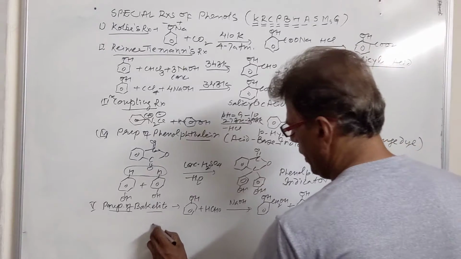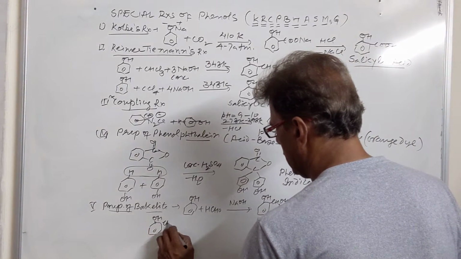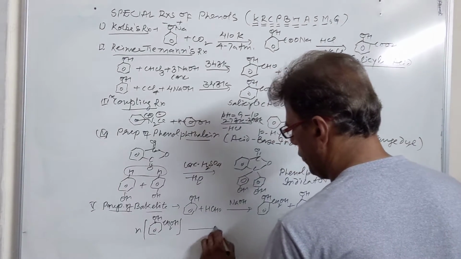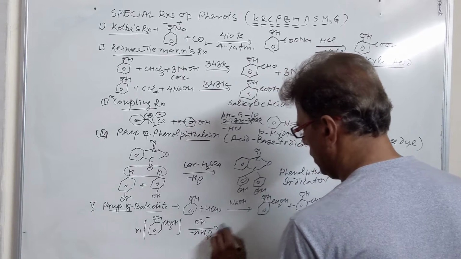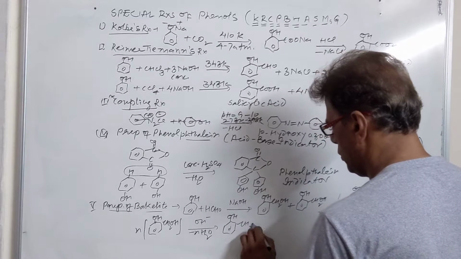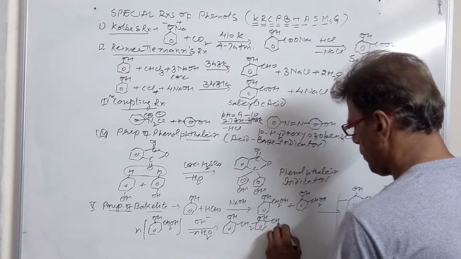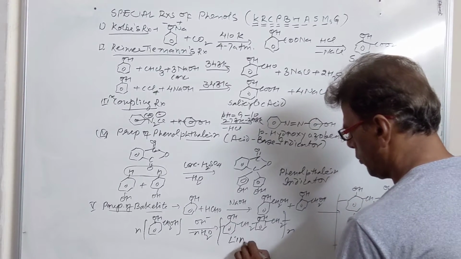If you want to get linear bakelite, that can be obtained only from one species. This is ortho-hydroxybenzyl alcohol. Take n units of this, and in the presence of OH, it will undergo condensation to give you linear bakelite. OH, CH2, OH, CH2, it will go on. This is our linear bakelite.